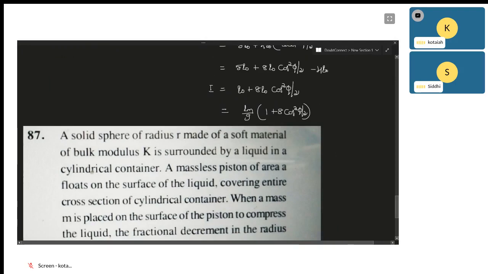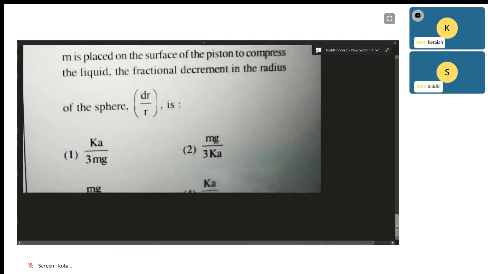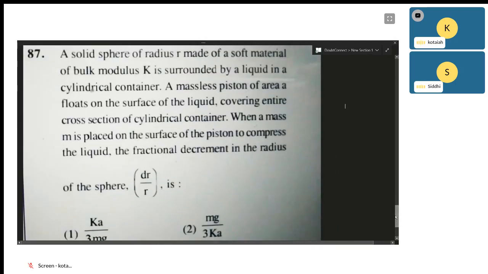Visible? Yeah, sir. Go through the question once.